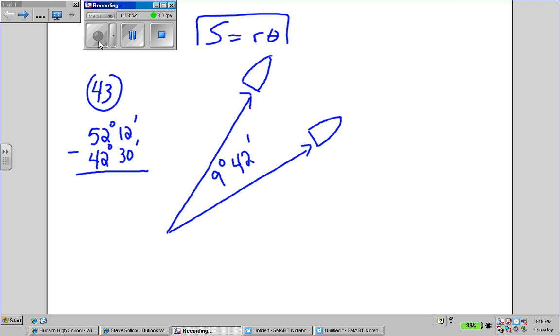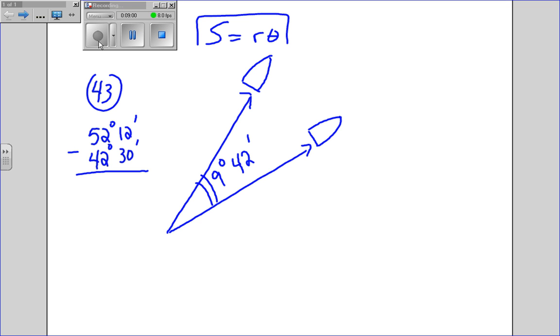So the first part of number 43 is calculating, as the two boats are traveling in slightly different directions, the angle in between the two boats. So take the angle the first boat's traveling at, which is 52 degrees 12 minutes, subtract away 42 degrees 30 minutes. You've got to subtract a 1 here, make this into a 72. 72 minus 30 is 42. And 51 minus 42 is 9. So it's 9 degrees 42 minutes. That goes in between the two boats.